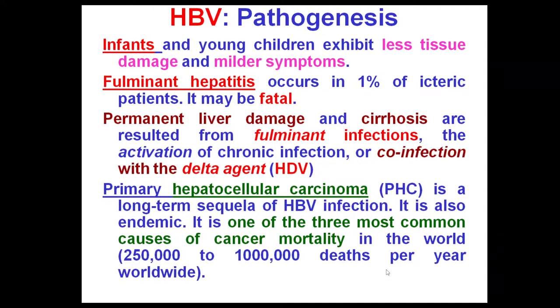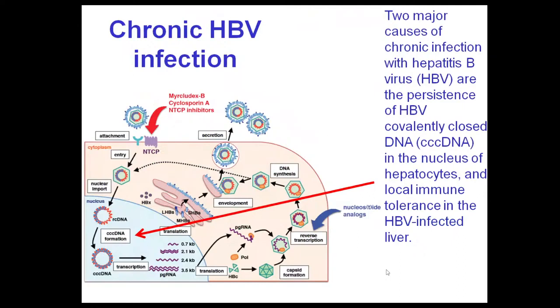Usually, infants and younger children exhibit less tissue damage and milder symptoms because they don't have very effective immunity. And that's what we discussed already. Two major causes of chronic infection with hepatitis B are the persistency of the covalently closed DNA molecules in the nucleus of hepatocytes, and the second is local immune tolerance to the hepatitis B infected liver.